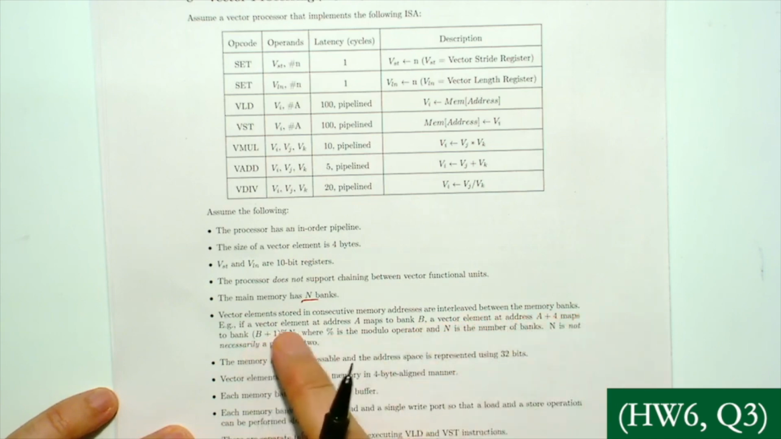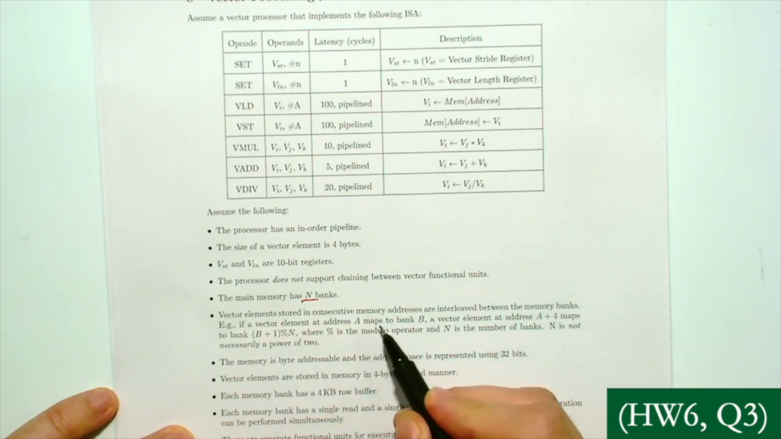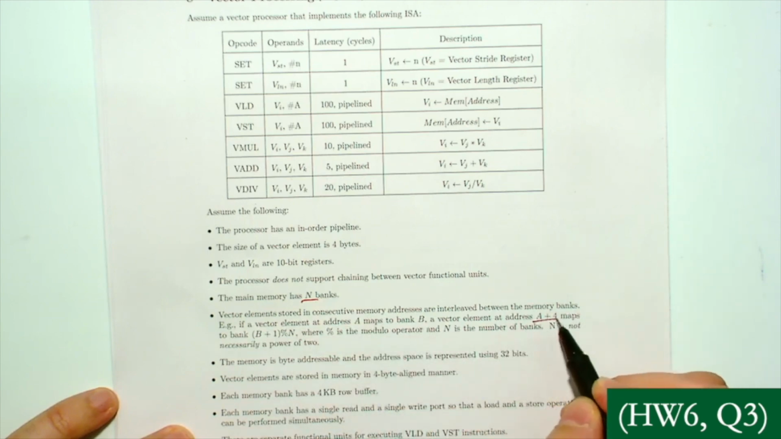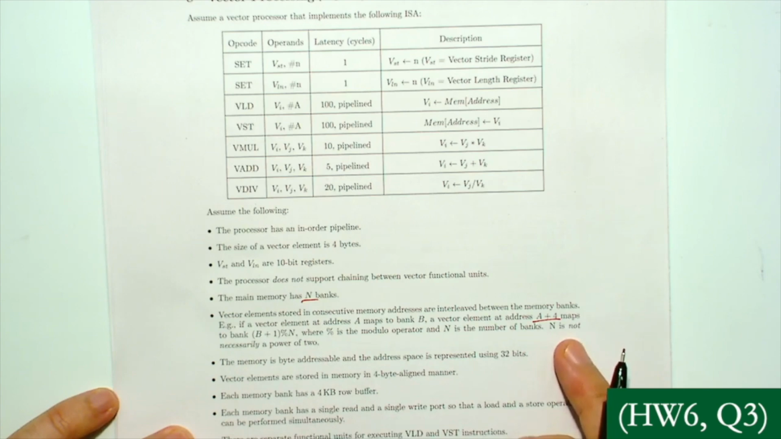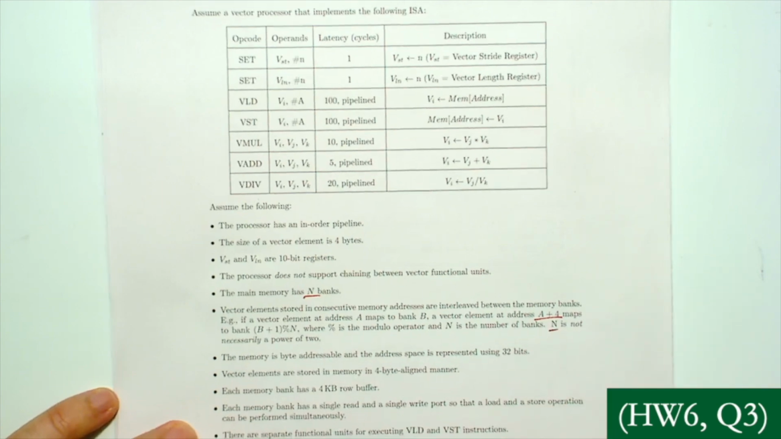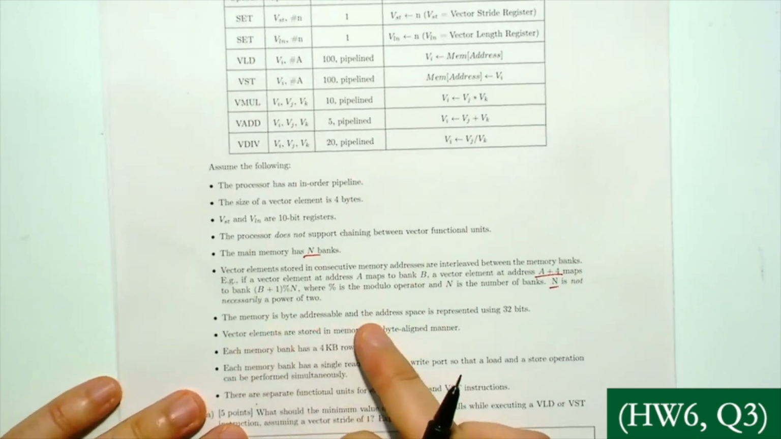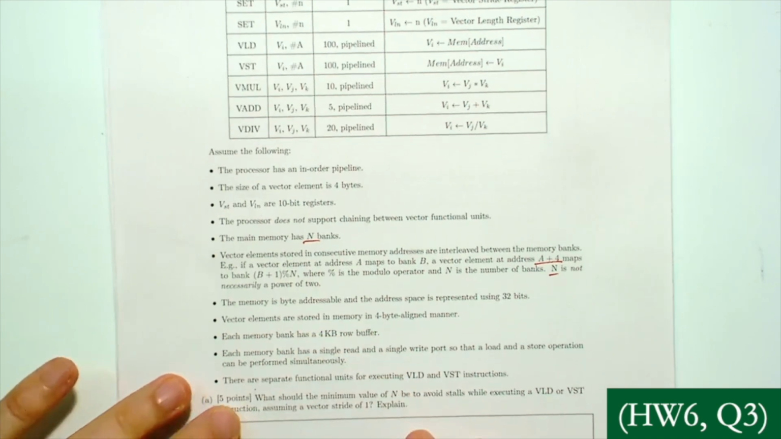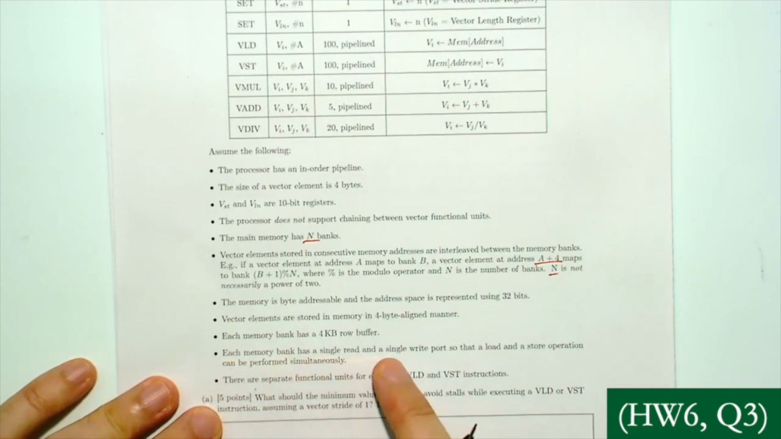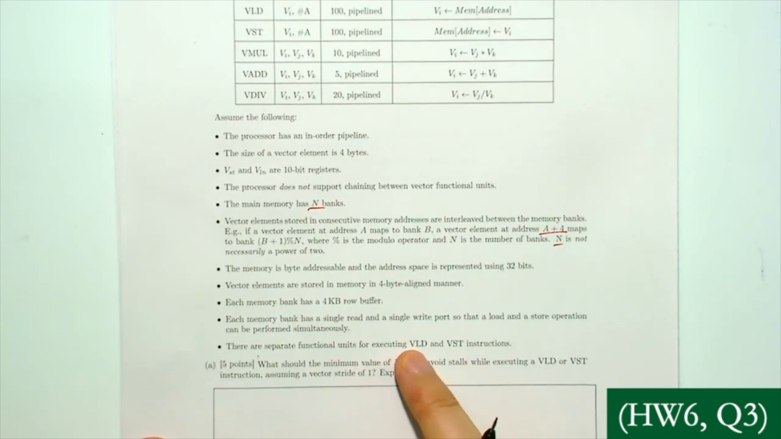So if a vector element address A maps to bank B, the next address, A plus 4, maps to the next bank. And n, the number of banks, is not necessarily a power of 2. The memory is byte addressable. Vector elements are stored in a 4-byte aligned manner. Each memory bank has a 4K row buffer. I think this information is not required for this exercise. Each memory bank has a single read and single write port, so that a load and store operation can be performed simultaneously, and there are separate functional units for executing loads and stores.